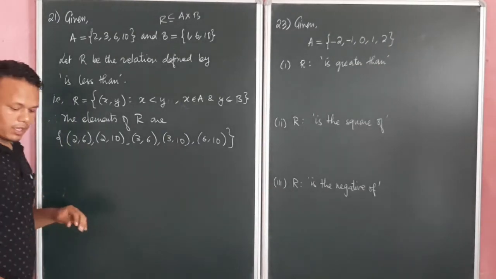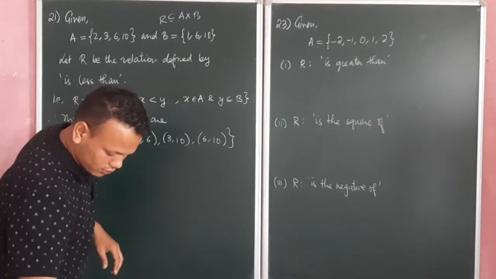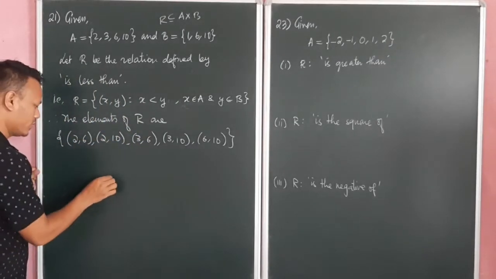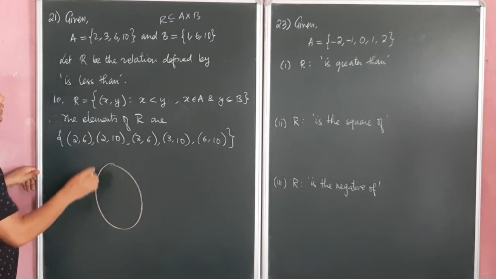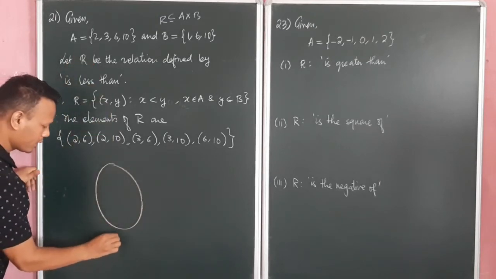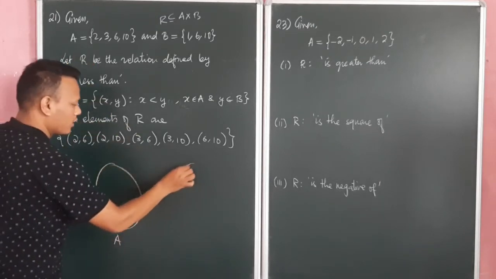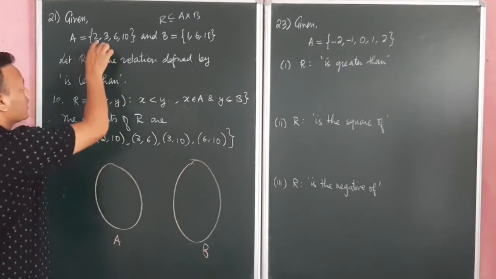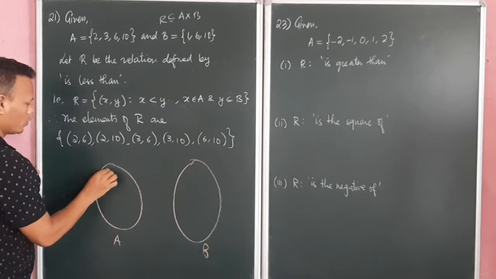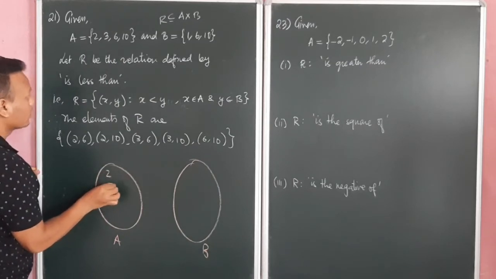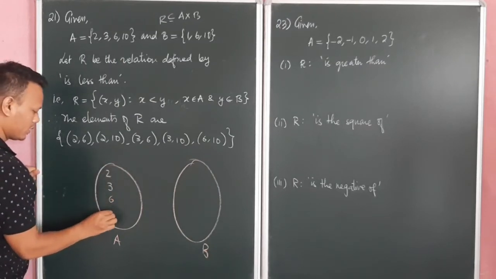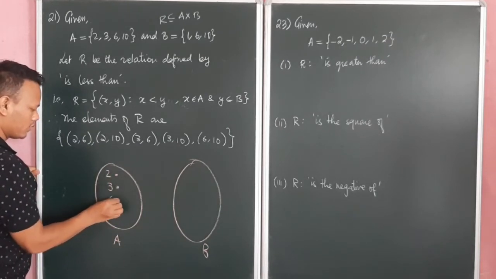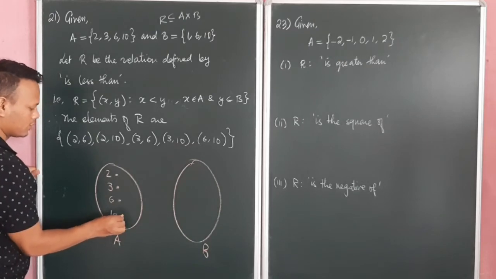Now the next thing is we have to depict this relation in an arrow diagram. So we have the first set, A, and the second set, B. First let us write down the elements of A and B. The elements are 2, 3, 6 and 10. So 2 is this, 3 is this, 6 is this, and 10 is this.